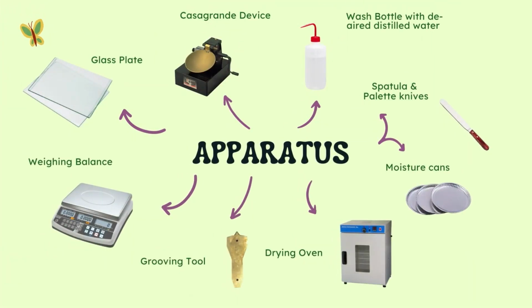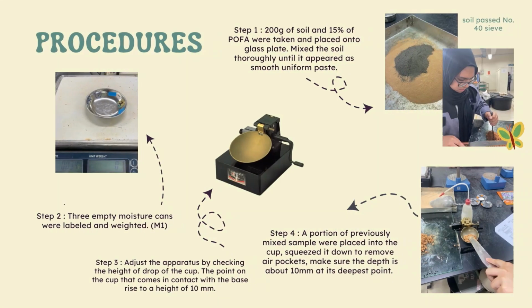The apparatus used in this experiment is glass plate, Casagrande device, wash bottle with de-aired distilled water, spatula and palette knives, moisture cans, drying oven, grooving tool, and weighing balance. Step 1. 200 grams of soil and 15% of POFA were taken and placed onto the glass plate. Mix the soil thoroughly until it appeared as smooth, uniform paste.